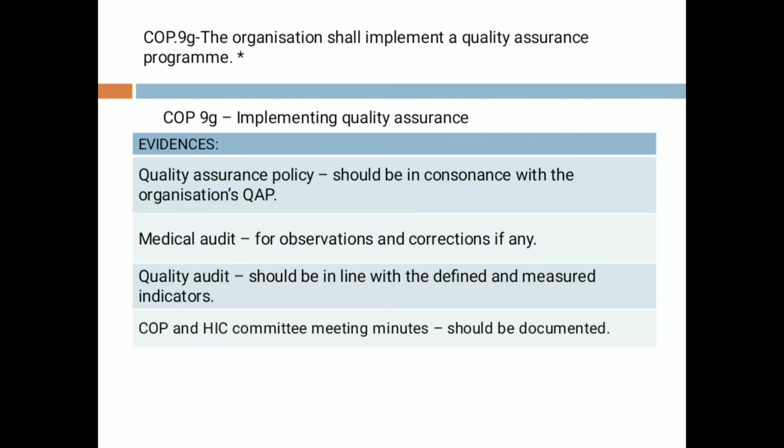Objective element COP 9G speaks about implementing quality assurance. Evidences: quality assurance policy should be in consonance with the organization's quality assurance program. Medical audit for observations and corrections if any. Quality audit should be in line with the defined and measured indicators. COP and HIC committee meeting minutes should be documented.